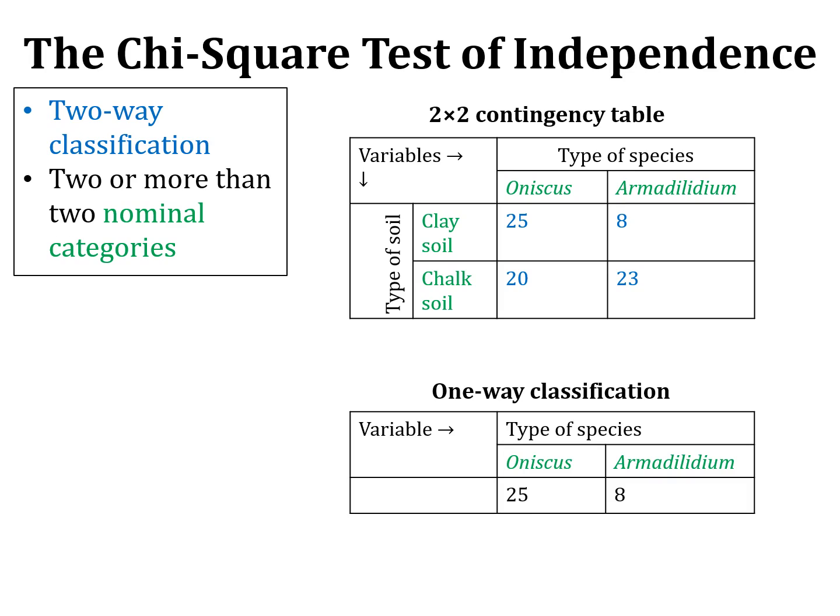Now, one-way classification for the same example. So what is a one-way classification? One in which only one variable is given. So this is the same example, and we are presenting a one-way classification of this example: the type of species, Oniscus and Armadillidium. So you can see that there is only one variable, and this is why it is a one-way classification. So a contingency table has a two-way classification in which there are two variables, but a simple one-way classification is that in which there is only one variable.